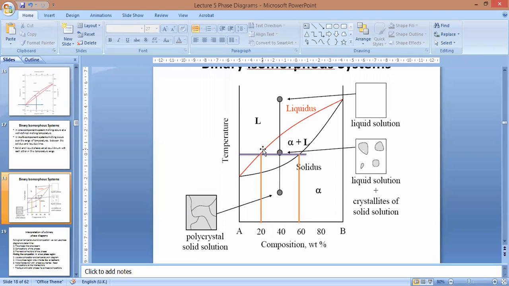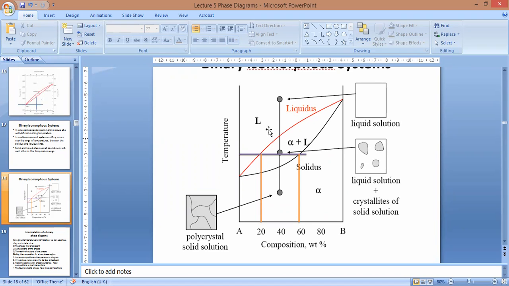So 40 minus 20 is what? 20. Divided by 60 minus 20, which is 40. So you have 20 over 40 there. And when you divide, that is the composition that you're expecting of the solids.